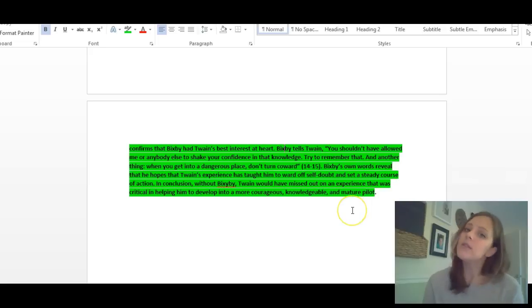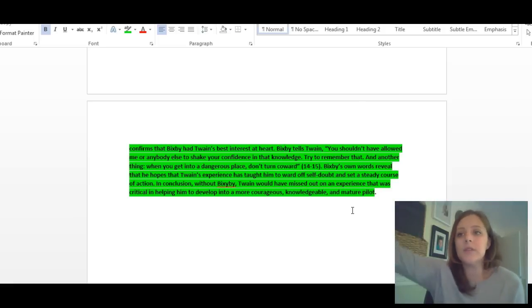Okay, so notice that closing sentence is just wrapping the entire thing up about why Bixby is significant to Twain's development. If we didn't have Bixby, Twain would still be out there thinking he knows, and then he might get into a situation where he doubts again, and it's really Bixby that forces him to confront how he acts in peril, okay?